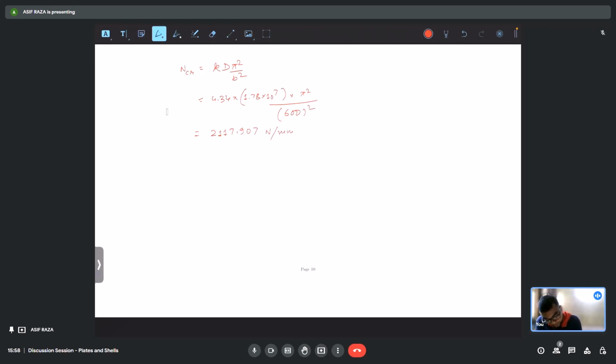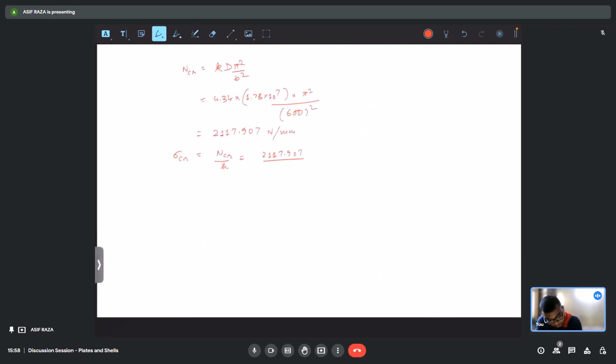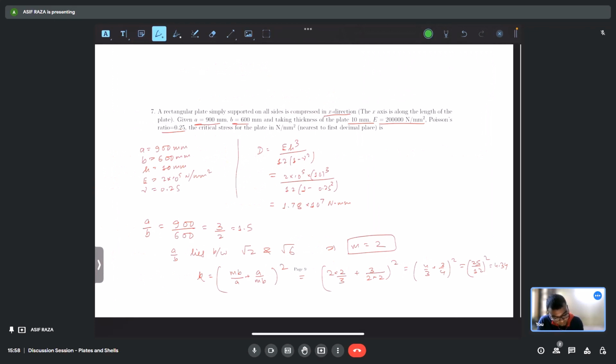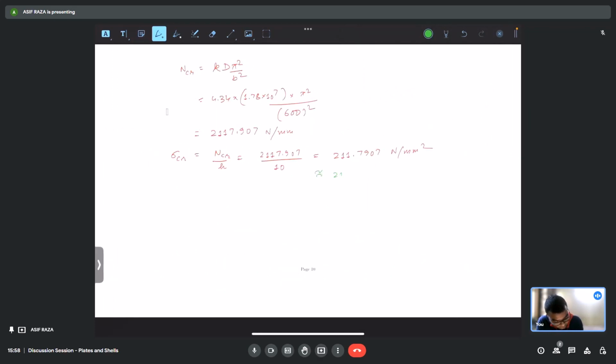So our critical stress would be equal to N_cr by h, that will be equal to 2117.907 divided by h, where h is my 10 mm, so 211.7907 Newton per mm square, and I have to round it to first decimal place, so this would be equal to 211.8 Newton per mm square. Okay.